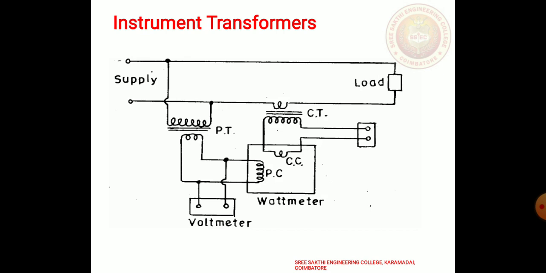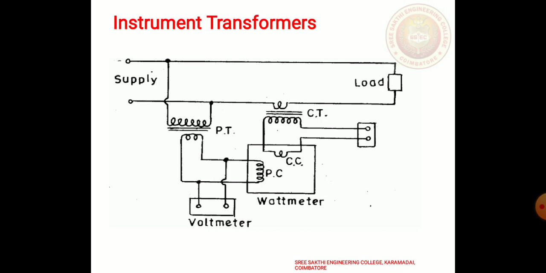Next we discuss instrument transformers. Power measurements in high voltage circuits are made by connecting the wattmeter to the circuit through current and potential transformers. It's shown in the figure.